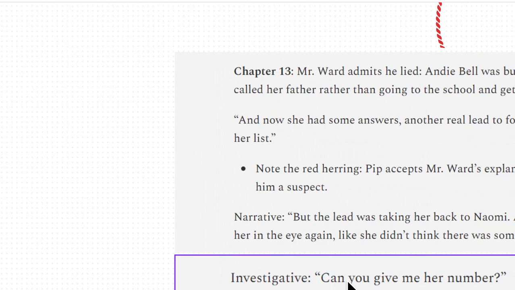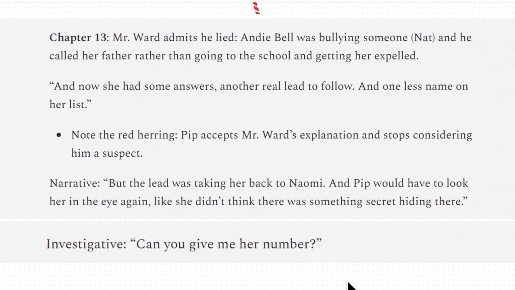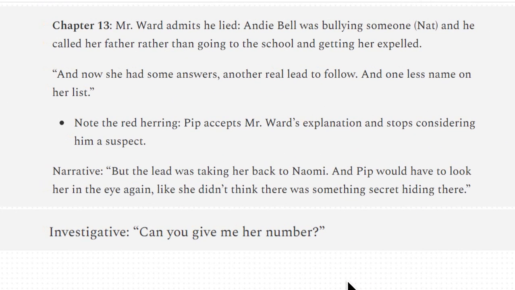Moving over to chapter 13. Pip, as she said in the last chapter, confronts Mr. Ward. He admits that he lied. Andy Bell was bullying someone named Nat, and he called her father rather than going to the school and getting her expelled. And now she had some answers, another real lead to follow, and one less name on her list.